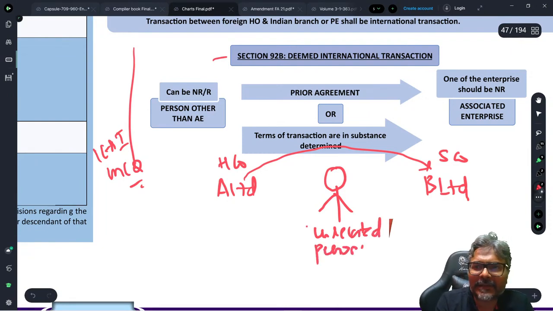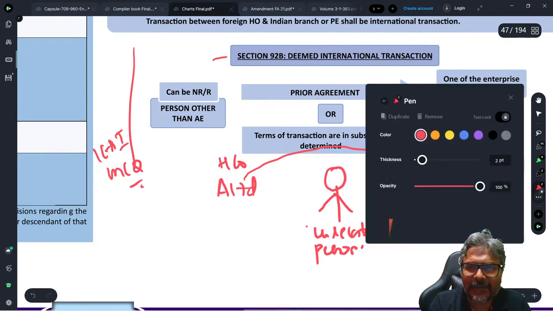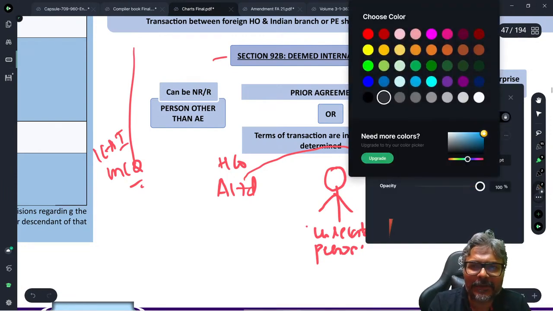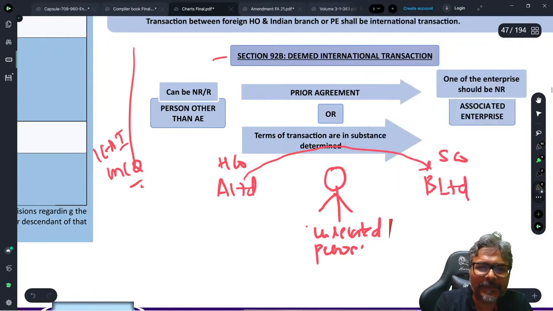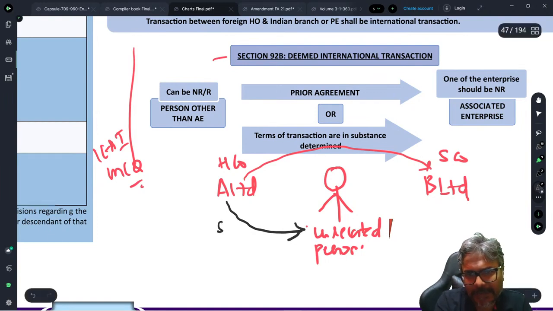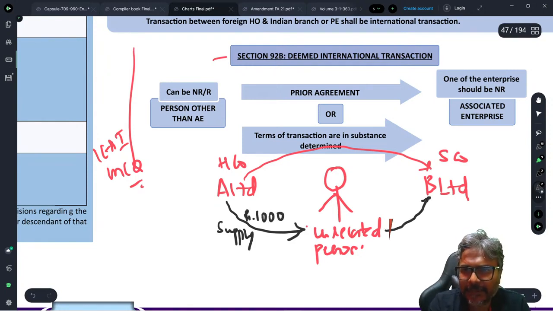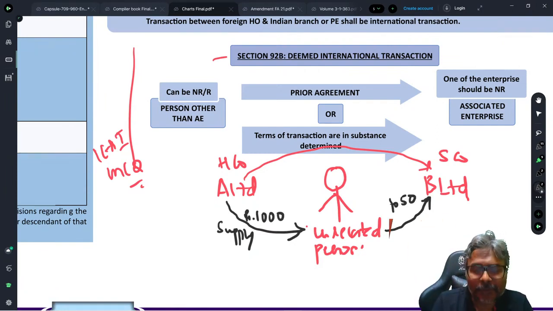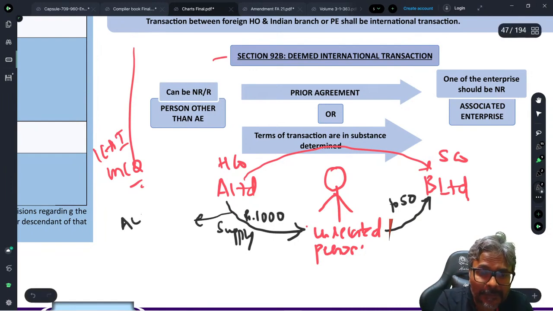Okay, so now the transaction goes something like this. With the unrelated person being introduced in this particular transaction, what is happening, students? A Limited is now supplying the goods to him at say 1,000 rupees, and thereafter he is supplying the goods to B Limited at say 1050. Nominal value they are supplying it. So A Limited says 50 rupees you keep as commission in between. Whereas, students, if you see here, the arm's length price is say around 2000.